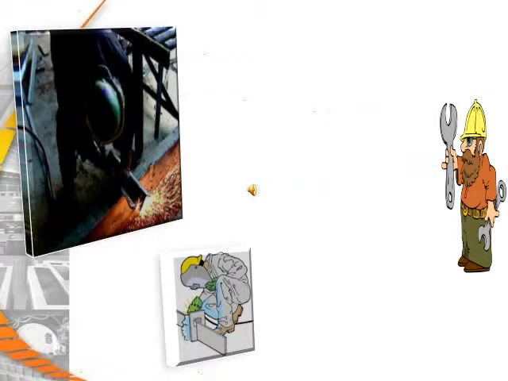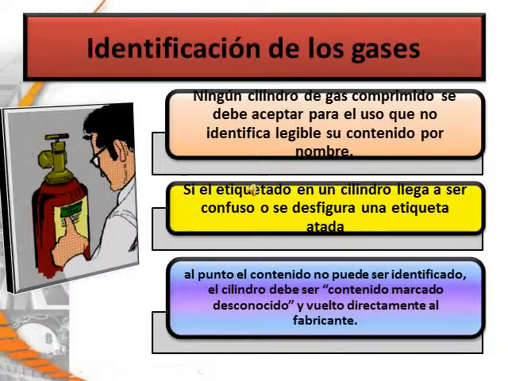Part 2, Identifying Gases and Hazards Correctly. No compressed gas cylinder should be accepted for use that does not legibly identify its contents by name. If labeling on the cylinder becomes unclear or an attached tag is defaced to the point that the contents cannot be identified, the cylinder should be marked as contents unknown and returned directly to the manufacturer.